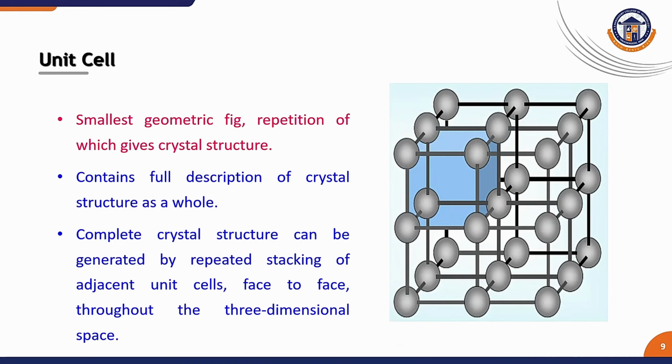Unit cell. A unit cell is the smallest three-dimensional geometrical figure, the repetition of which builds the entire crystal. It contains complete information about the arrangement of atoms. By stacking unit cells face to face in all directions, we reproduce the whole crystal structure.